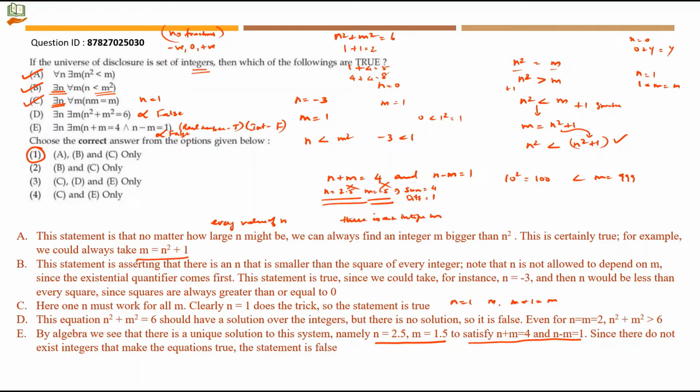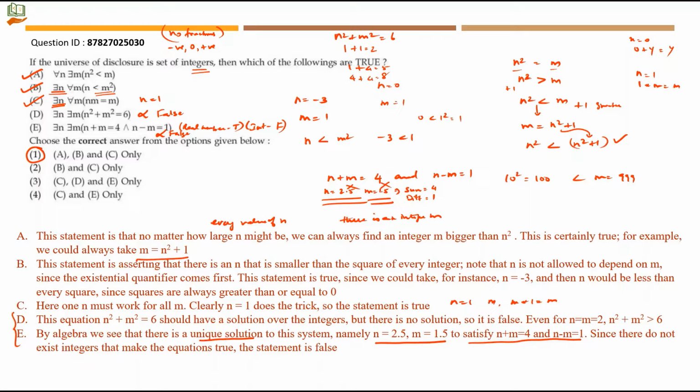If n is equal to 2.5 and m is equal to 1.5, this will satisfy n plus m is equal to 4 and n minus m is equal to 1. By algebra, we see that this is a unique solution to the particular equation. Since there do not exist integers that make the equations true, the statement is false. So D and E alone are false here. So we are marking option number 1, A, B and C, to be true.